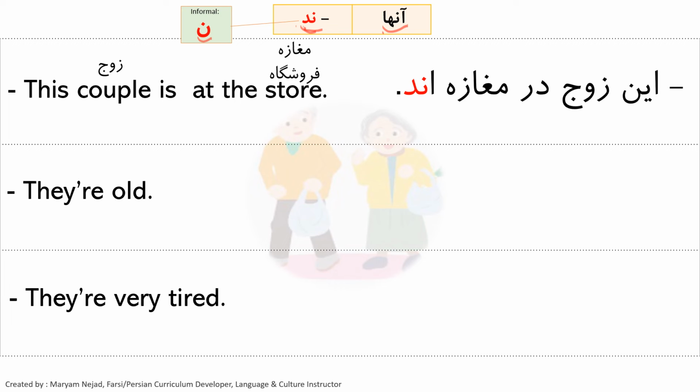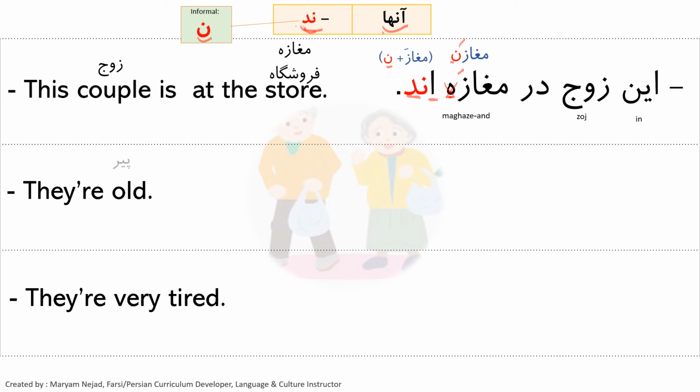So here we need to add an aleph because مغازه ends in a silent he. And the informal is این زوج در مغازن. So you see this conjugation becomes a nun. And we said earlier that when the noun or adjective before the verb ends in a silent he, then we drop the silent he. And then it's like you put a short vowel a on the letter before that, and then you combine it with the conjugation. So مغازن.